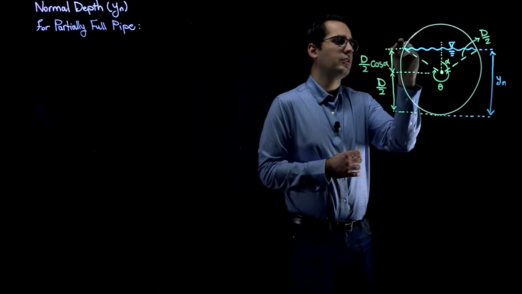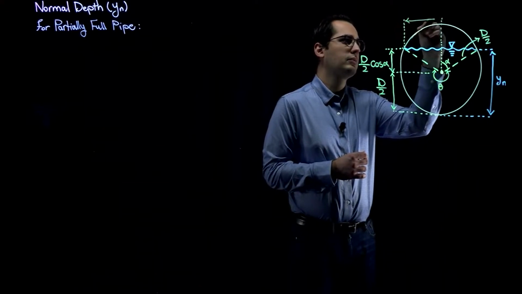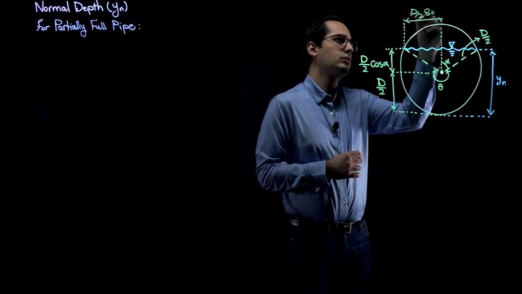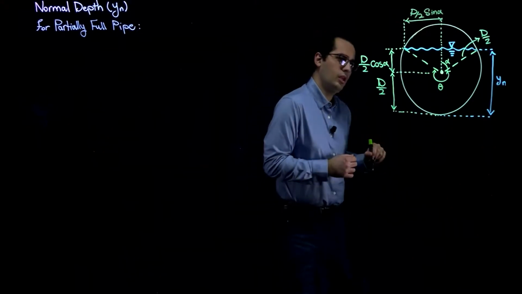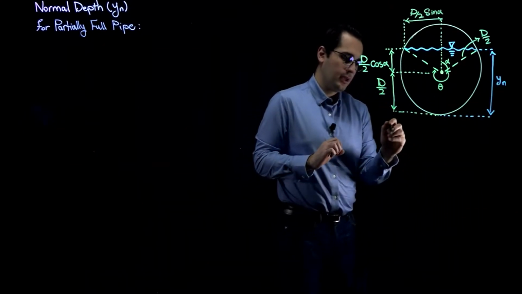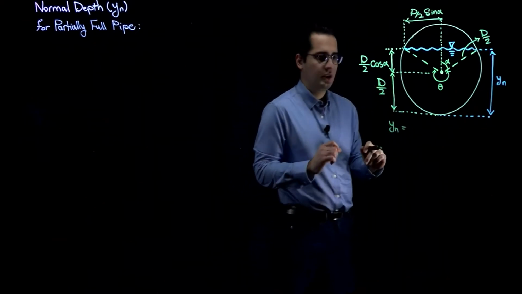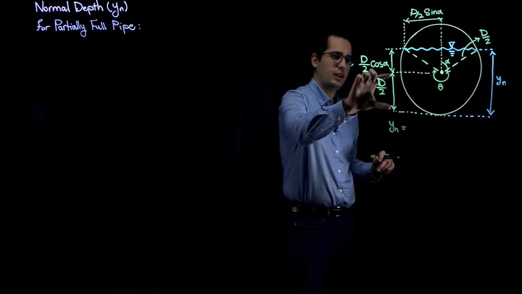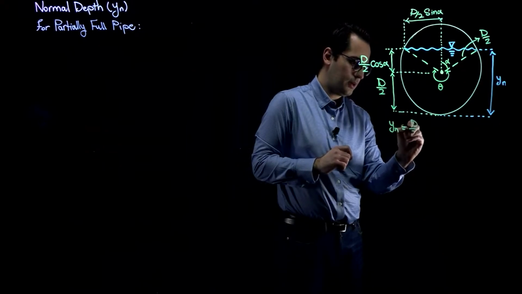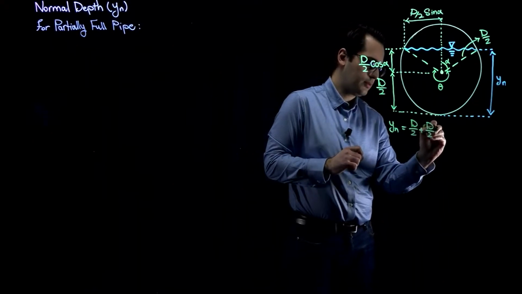And also this length, the horizontal length over here, would be d divided by 2 times sine of alpha. All right, now that we have all these lengths defined, if I ask you how do you find the value of yn based on all these lengths, you would tell me that it would be this length plus this length. So it's going to be d divided by 2 plus d divided by 2 cosine of alpha.